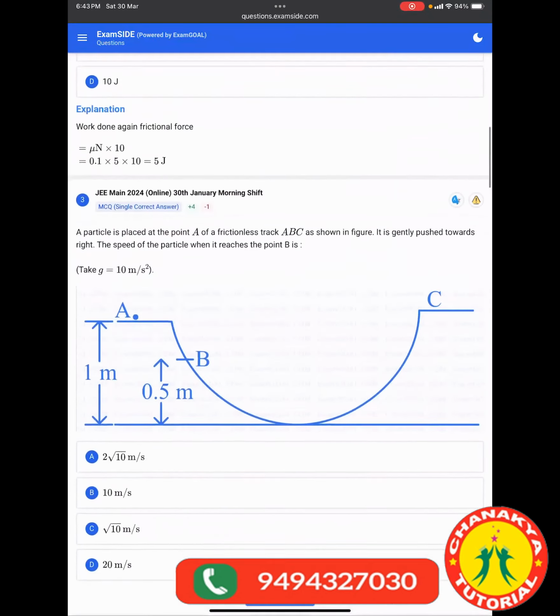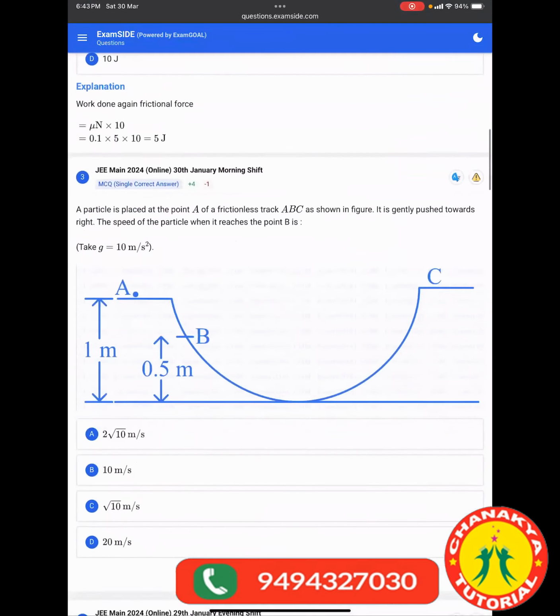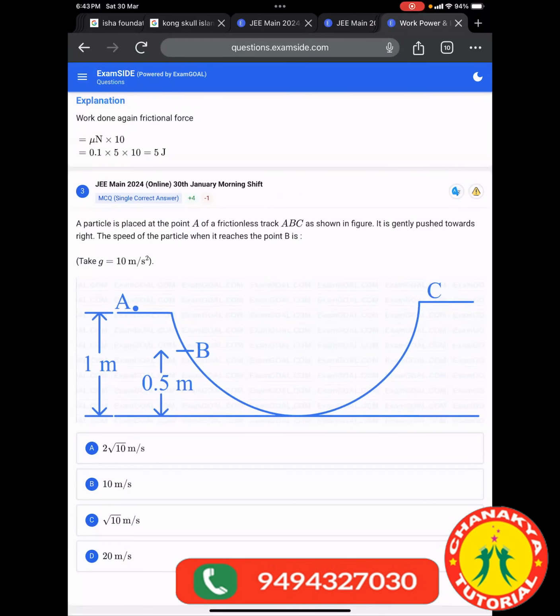All right. A ball is gently pushed down to the right, and the speed of the ball when it reaches point B is asked. Okay, guys, tell me how can you solve this? When it is at A, what is its energy? How much is the work done by gravity? Mg into 1, right?